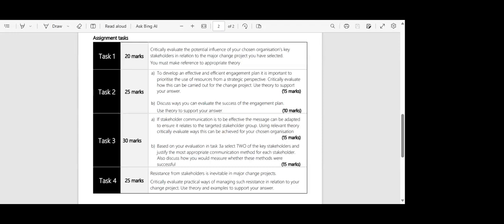So, how can you make the engagement plan a success? It should be in your second or third chapter if you check the study guide. So, discuss the ways. You have to discuss the answer. For that also, they're asking you to use theory to support your answer. You have to come up with the theory to support your answer. That's for 10 marks. Okay.